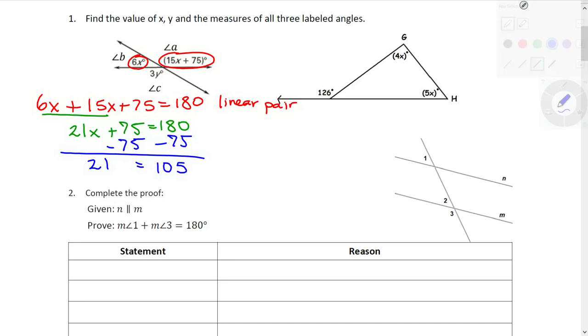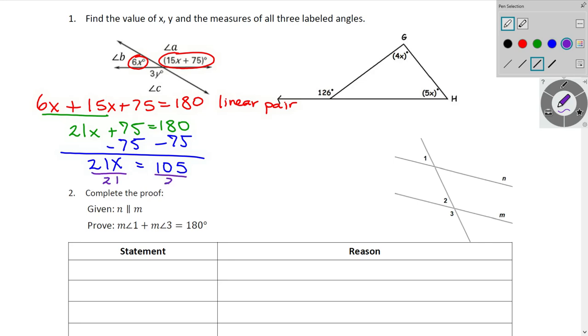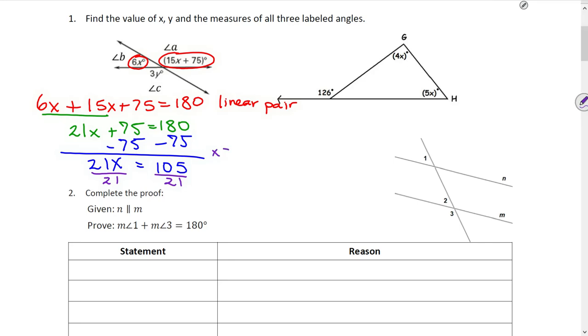Let me back up, I actually lost my x. Let me go back here. So I have 21x equals 105. So x is being multiplied by 21. The opposite of times 21 is divide by 21. And x is equal to 5.